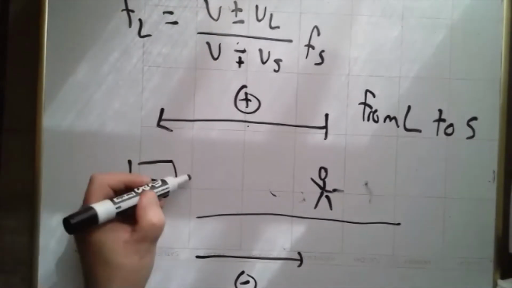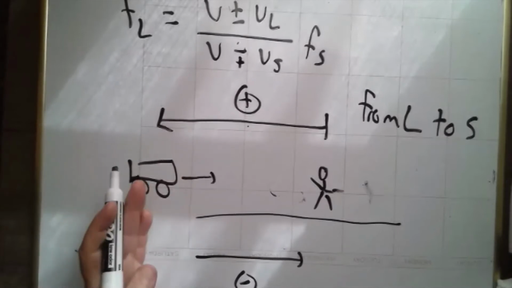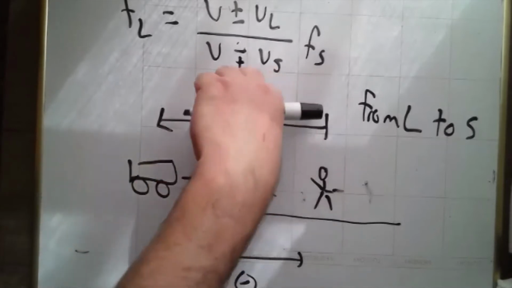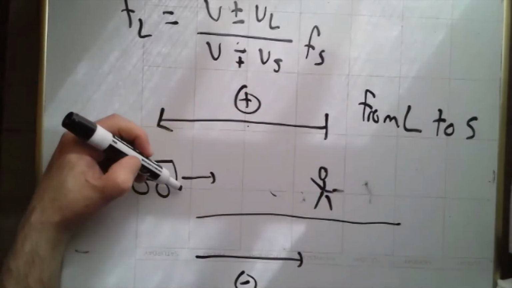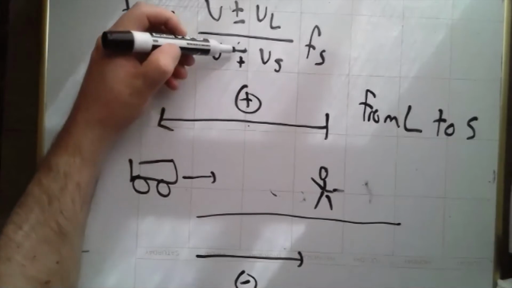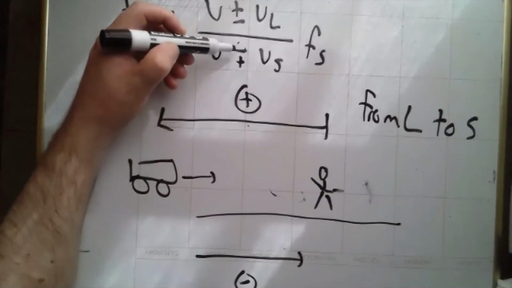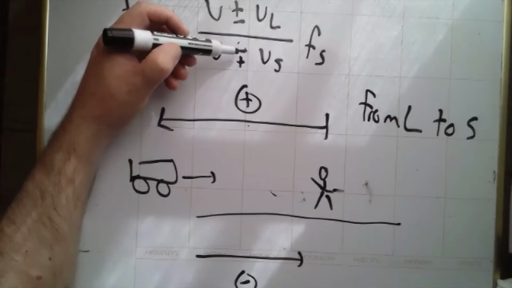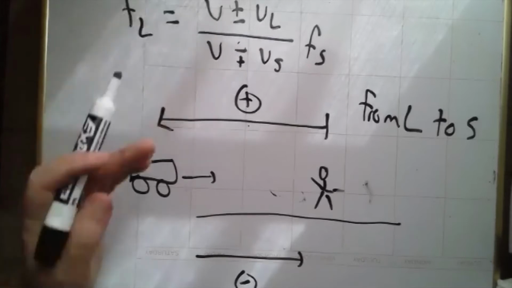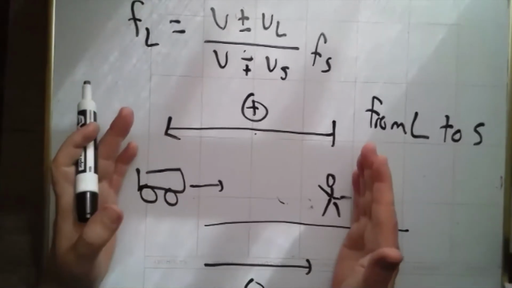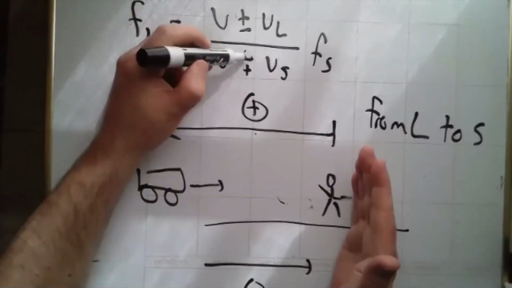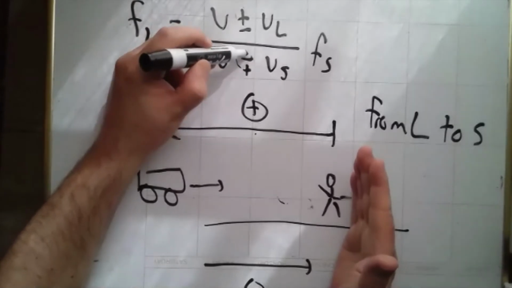If the truck is moving toward the guy, that's the positive direction from listener to source. He's moving in the opposite direction. I would want the minus. Think about this as a fraction. If you divide by a smaller number, the fraction gets bigger. So the fire truck's moving toward me, that should make the pitch go up. So I need to divide by a smaller number. So we'll use the minus on the bottom.